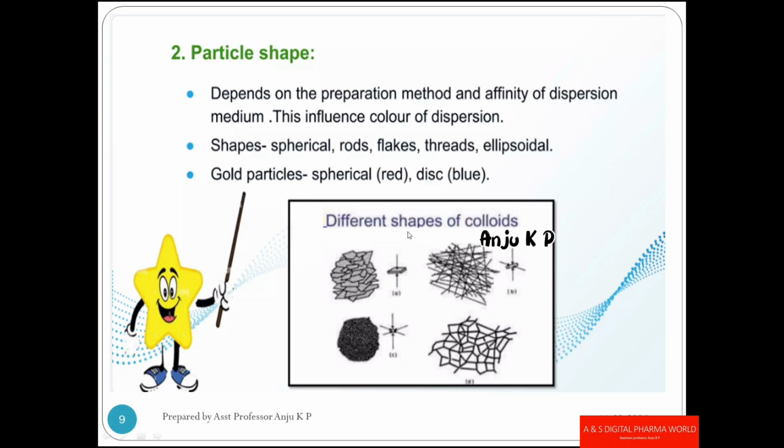Next comes the particle shape. It depends on the preparation method and the affinity of the dispersion medium, and it influences the color of the dispersion. We have shapes like spherical, rods, flakes, threads, ellipsoidal. For gold particles, we have spherical and disc shapes. If it is spherical, it will be red. If it is disc, it will be blue.